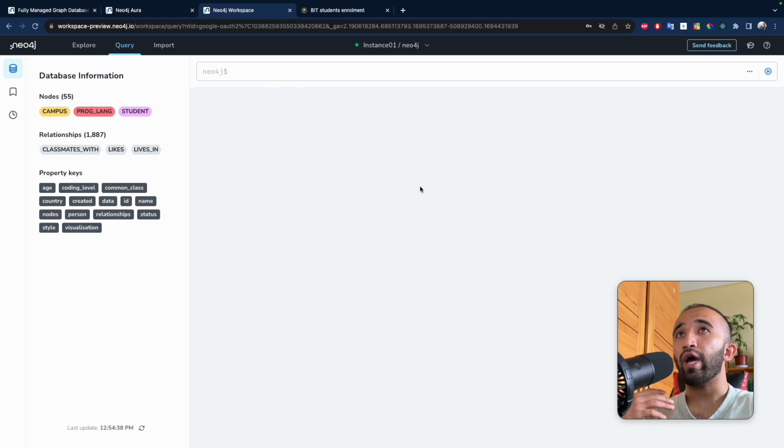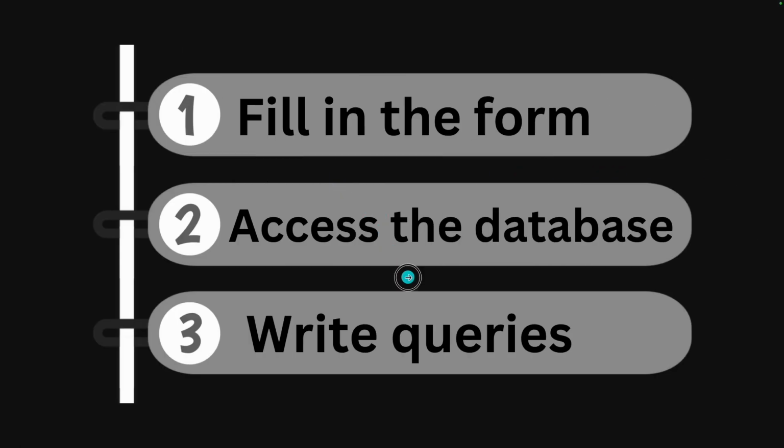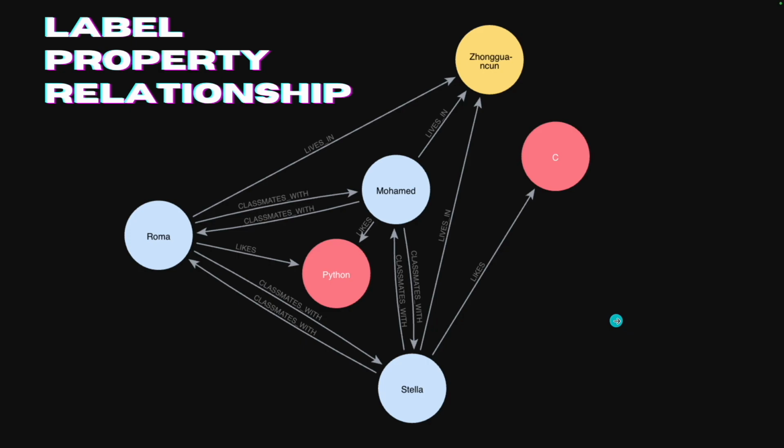All right, now we have accessed our database, and from here we can get started with writing some queries. Actually, before we begin, I want to mention something very important here. You have to understand what a label, what a property, and what a relationship is in this section. So let me just go through them quickly one by one.